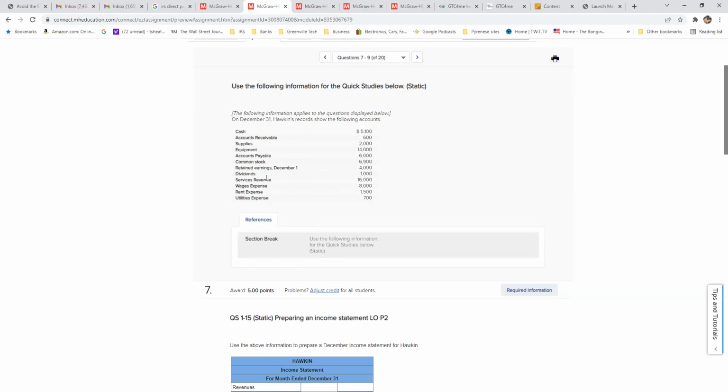We're going to get into, in later chapters, they're going to mix these accounts up and you got to know how to put them in the right order. But for right now, they're really making it easy for you. So that's QS. Again, this is in the practice problems. If you need to go back and make sure you know the information, QS 1-15 to 1-17.